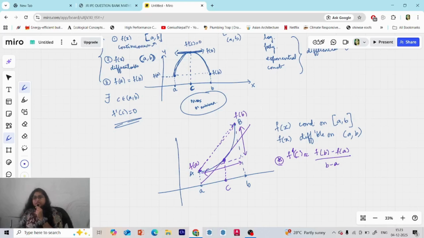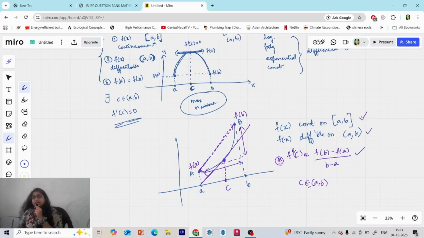Okay, so if f of x is continuous on the closed interval a comma b, and f of x is differentiable on the open interval a comma b, then there must exist a point c, c belongs to a comma b, such that f dash c, that is, if we draw a tangent at c, its slope is parallel to the line joining a and b here. Okay, same slope, this line is parallel, meaning they should have the same slope. So f dash c is equal to, what is the slope of the line AB? f of b minus f of a by b minus a.